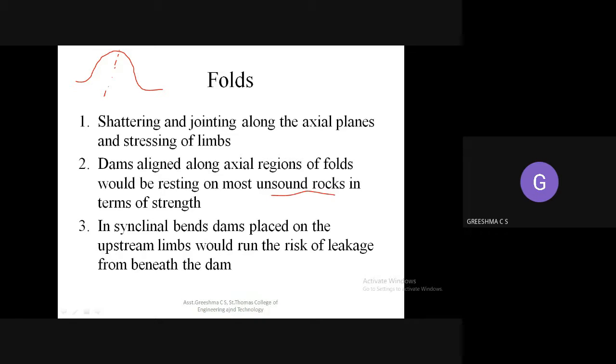If a particular site contains any kind of faults, make sure that your dam is not constructed along the axial regions of the fault. There will be some faults like this, and you can see some here also, some faults like this. These are the axial regions. For each of these axial regions, you should not align your dams.